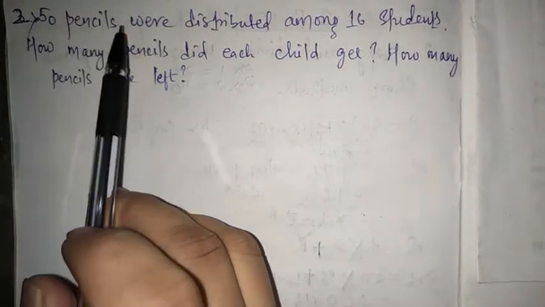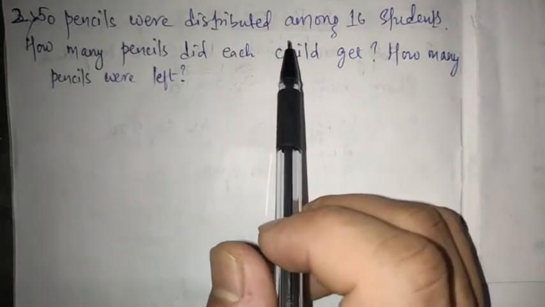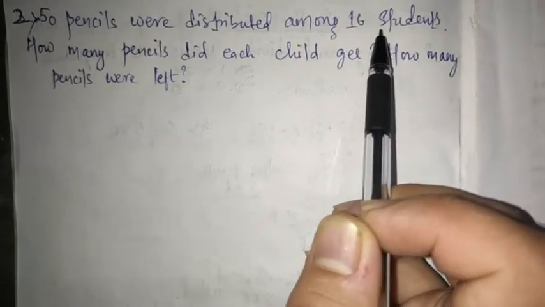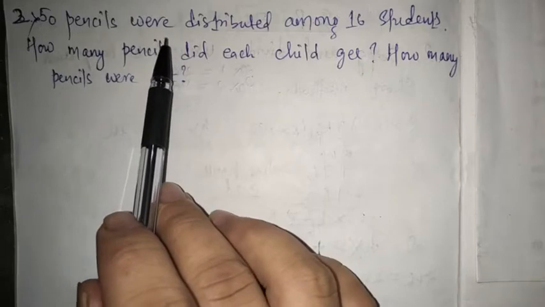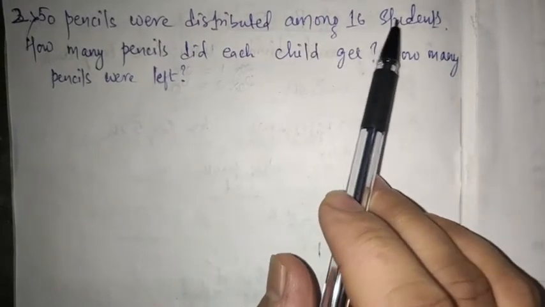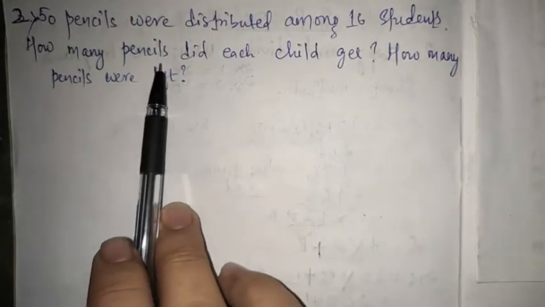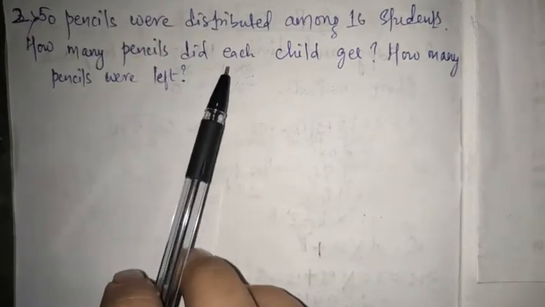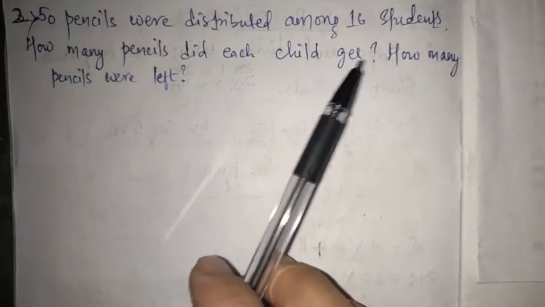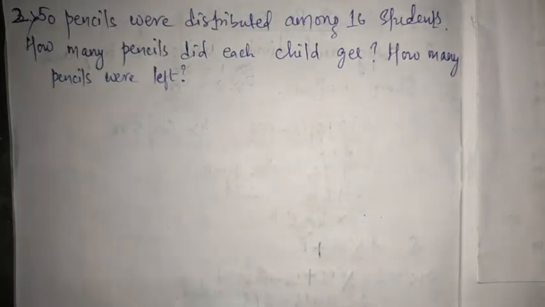50 pencils were distributed among 16 students. Okay, so 50 pencils were there, and those pencils were distributed among 16 students. How many pencils did each child get? So how many pencils is one child getting, that you have to find. How many pencils were left? Okay, whatever is the leftover pencils, that you have to write.